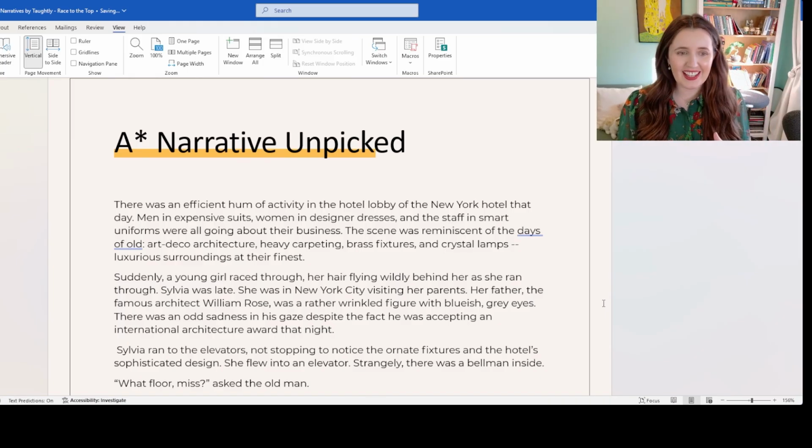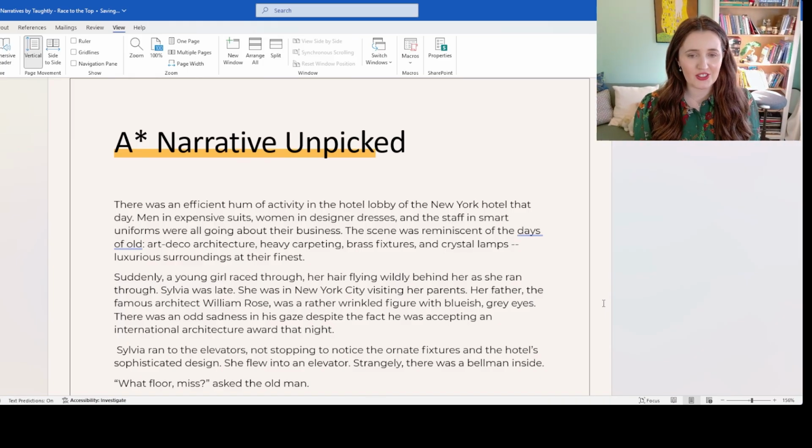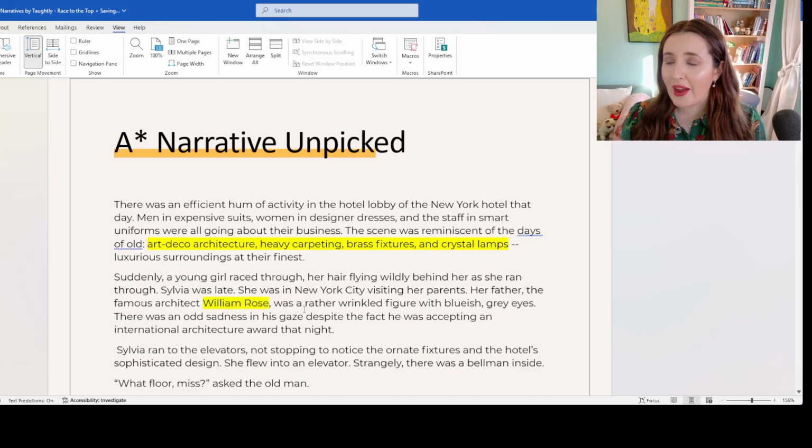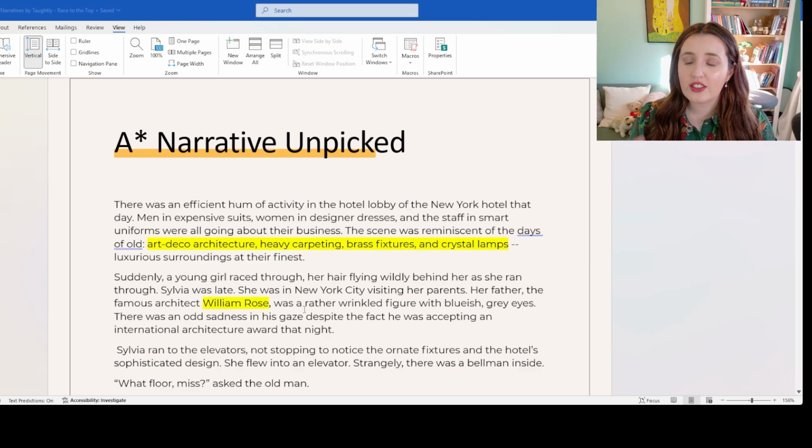The first thing then is we've got this lovely circular structure. Notice that elements of the first paragraph are reused in the final paragraph. We've got the description of the hotel as having Art Deco architecture, heavy carpeting, brass fixtures and crystal lamps. And we've also got the name of the father, William Rose, which by the end of the story we realise is Wilhelm Rosenberg. So his name at the start leaves that clue at the end.